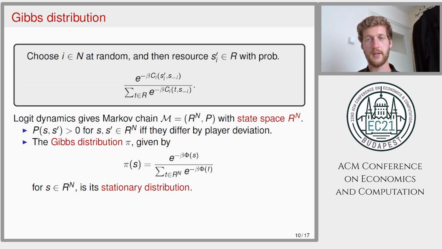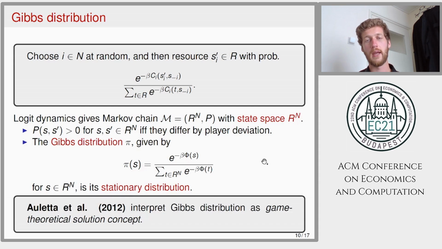So this phi of S here is again the Rosenthal potential that I introduced earlier on. Now, some time ago already, people interpreted this as a game theoretical solution concept. Instead of looking at a more static concept such as a pure Nash equilibrium, you define your equilibrium concept as the stationary distribution of some Markov chain, of some dynamical system.